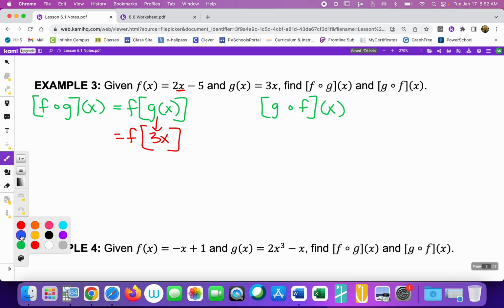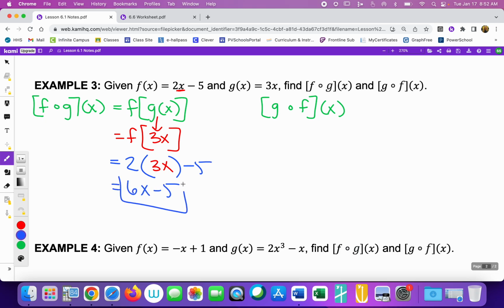Now I'm going to use different colors just so you guys can see that. So the f function is 2x minus 5, but instead of the x, the 3x is going to take its place. So I put g of x into my f function. That's what I did. And now we simplify. So what is 2 times 3x? 6x. And then minus 5. That's as simple as we can get. Now we're starting off basic. They will get a little bit tougher as we go through the notes, but it's the same concept.